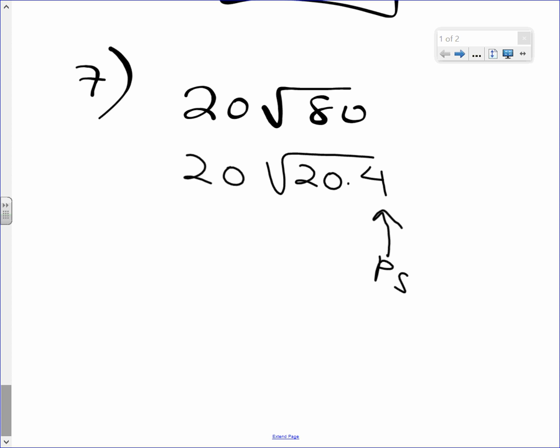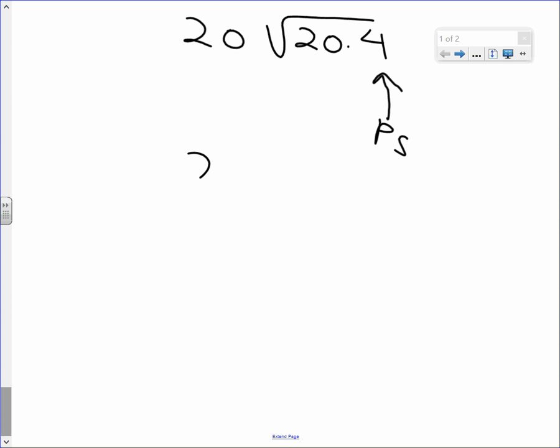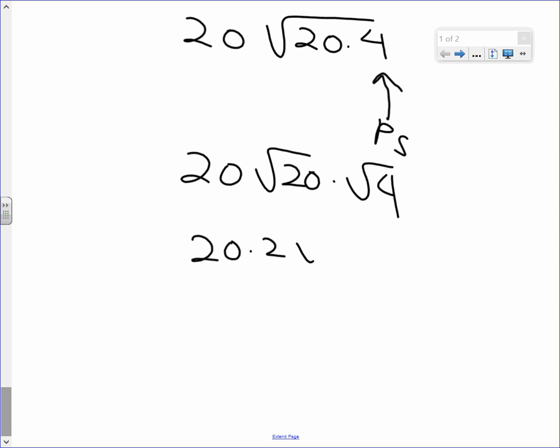So watch this. 20. Let me split these up: times rad 20 times rad 4. This is not a perfect square. That is. So what does this become? 2. So I got 20 times 2 times rad 20. That becomes 40 rad 20.